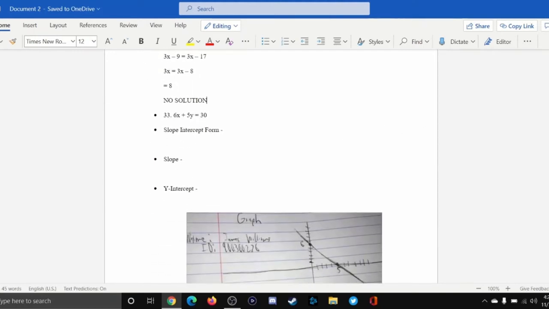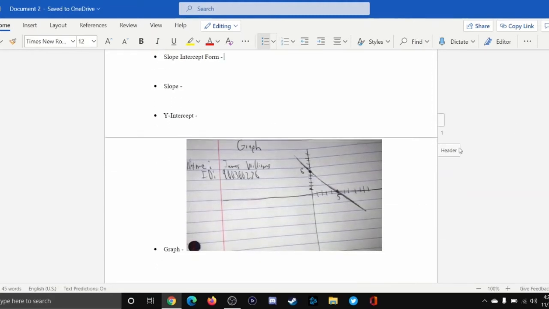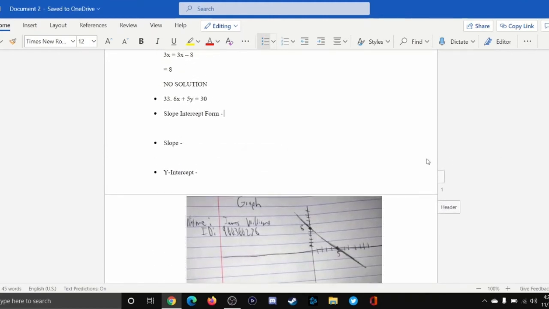Now we're going to go to number 33, which is 6x plus 5y equals 30. Ahead of time, because I didn't know a proper way to do it, I've written out a graph and added an image right here. I took a photo of it on paper because I worked out the graph, since I don't have proper recording software. This is the second question, so we're going to work through it, and we have to do the slope-intercept form.